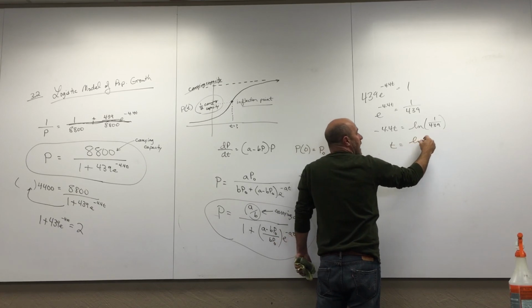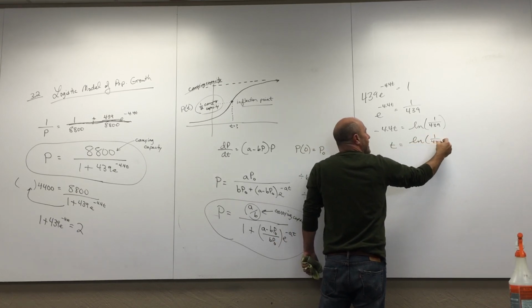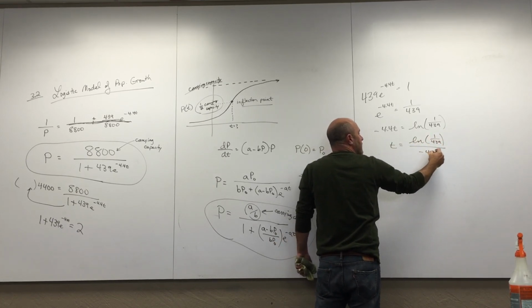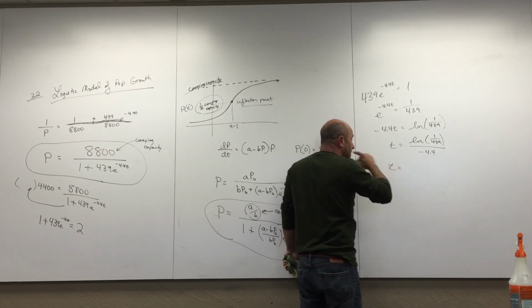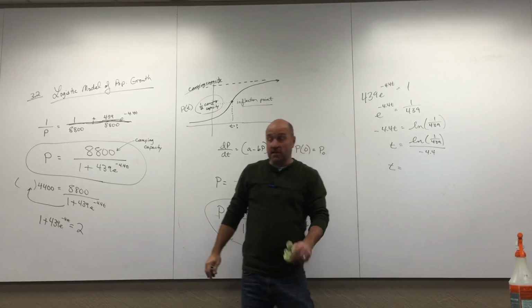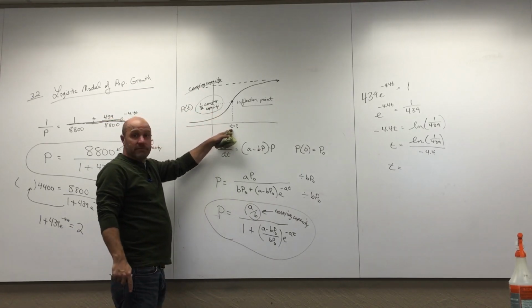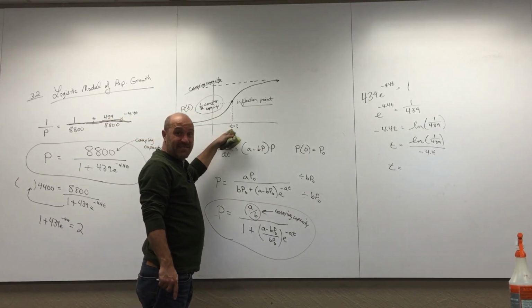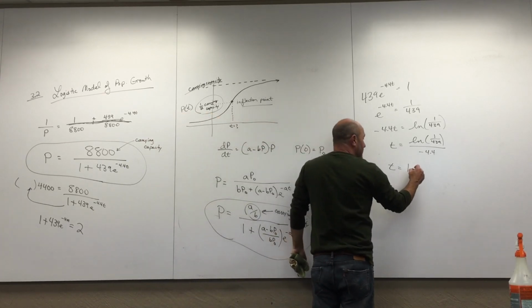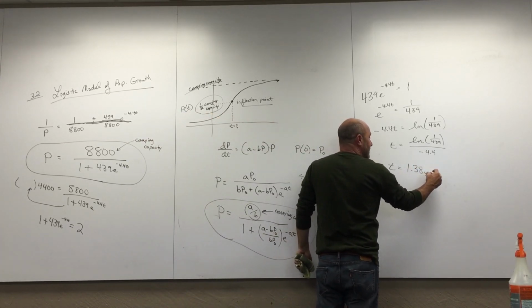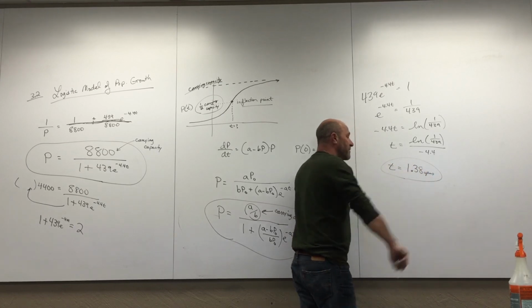Divide by negative 4.4. This is interesting. It's some amount of years, and it wasn't long. You guys told me this thing got steep very quick. I got 1.38 years. Wow. 1.38 years. That's nothing. That is really low.